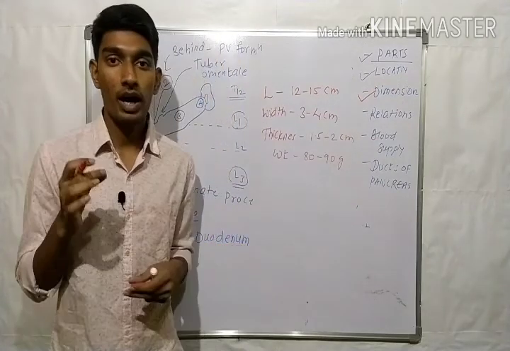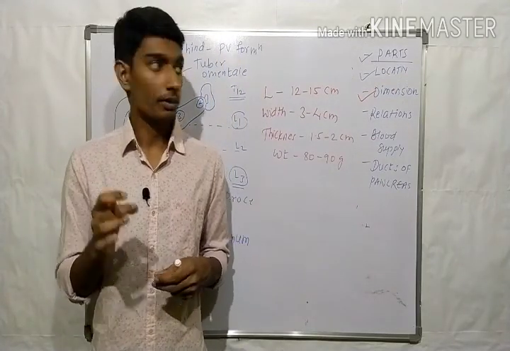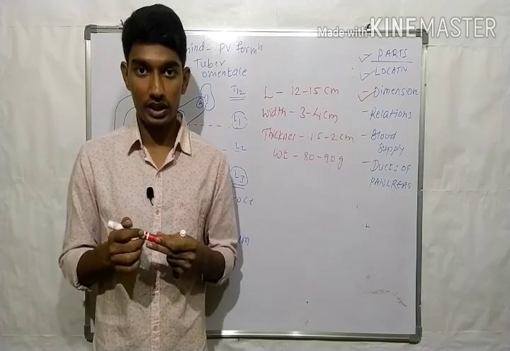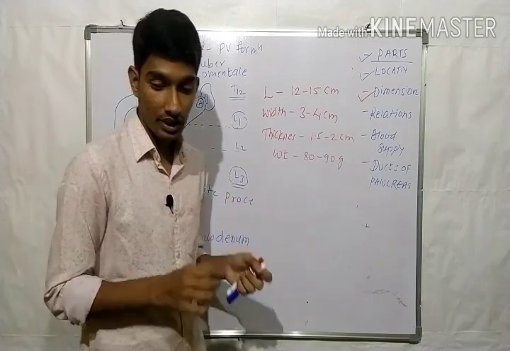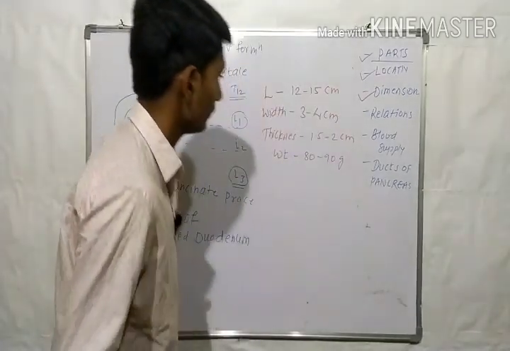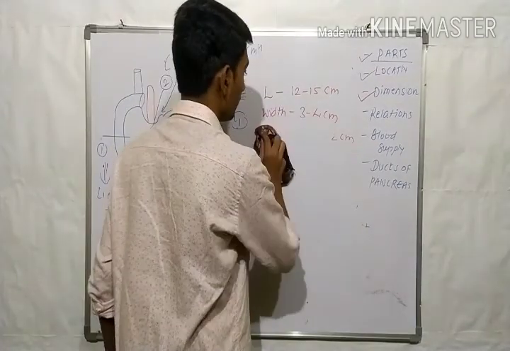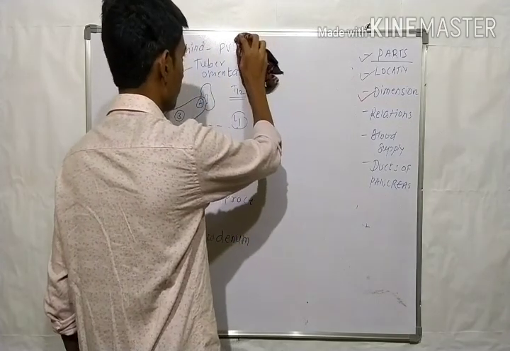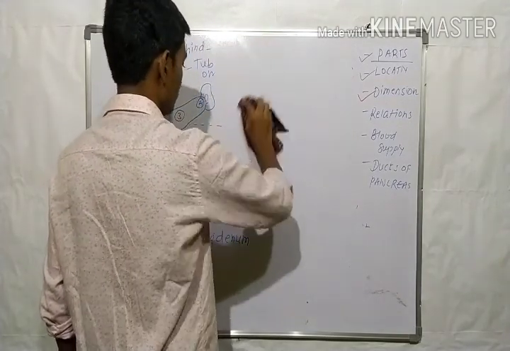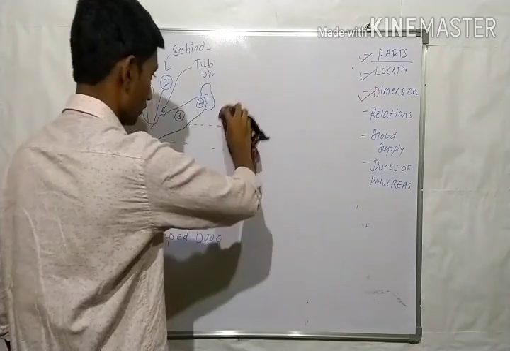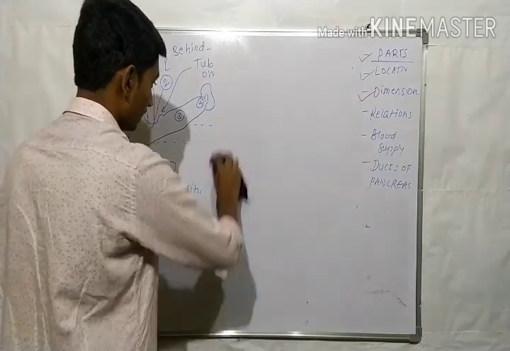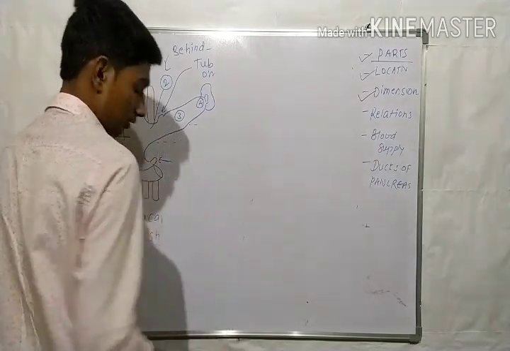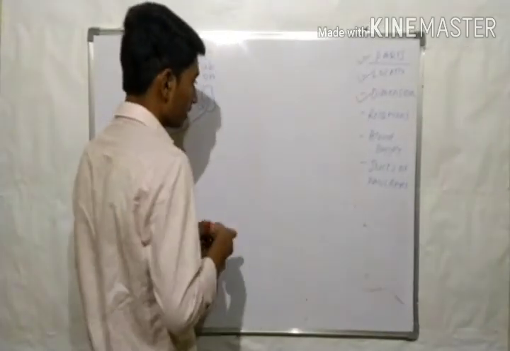We have seen parts, location, dimension. Now we will come to the relations of pancreas. In relations of pancreas, first of all we will see the posterior relations of the head of the pancreas. Okay, so I will draw here.